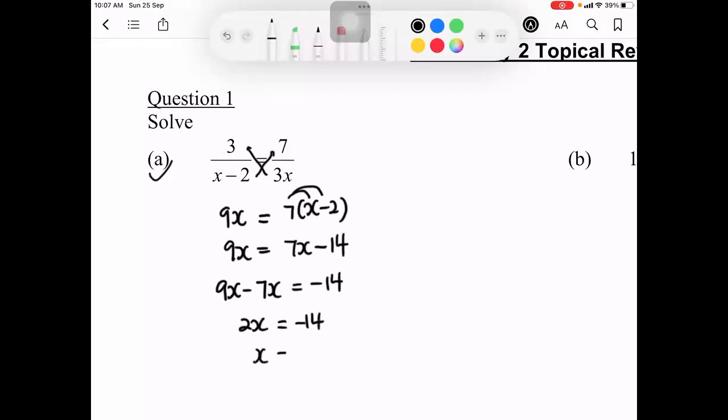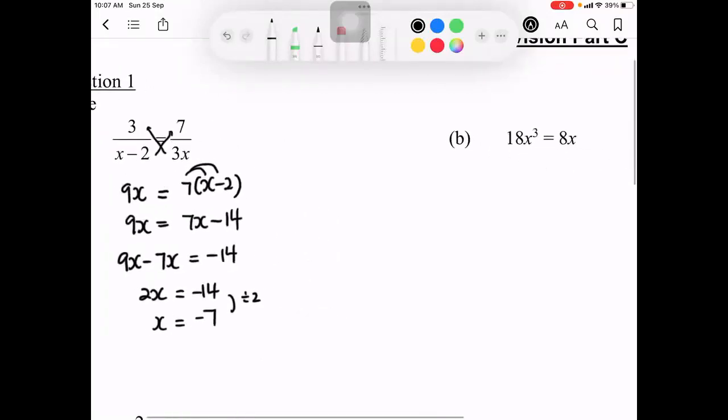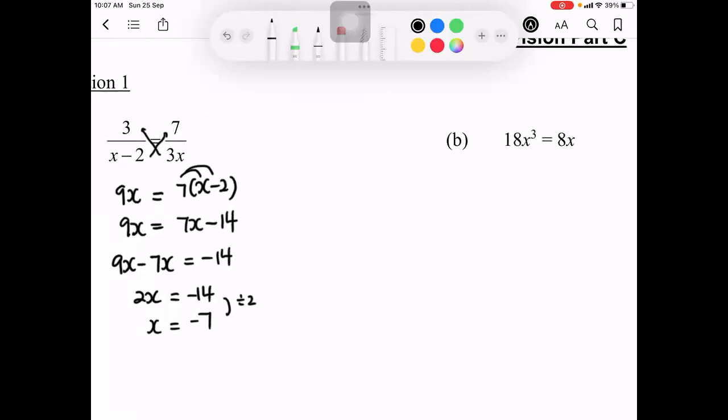Then x will be equal to negative 7 divided by 2. This one, the most basic skill, you should know how to do. Okay, next one, part B, how to do this kind of question. Notice that both sides have x. When both sides have x, do not cancel out x, don't divide or anything.